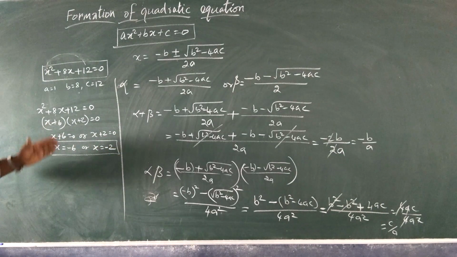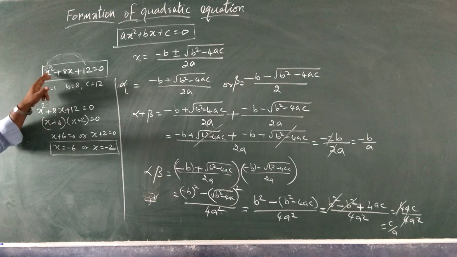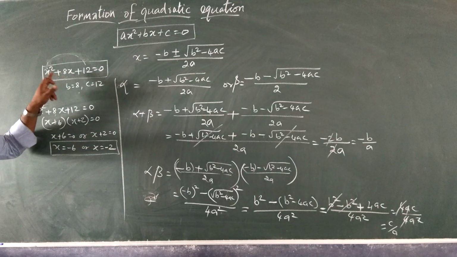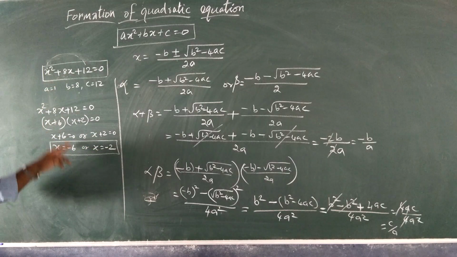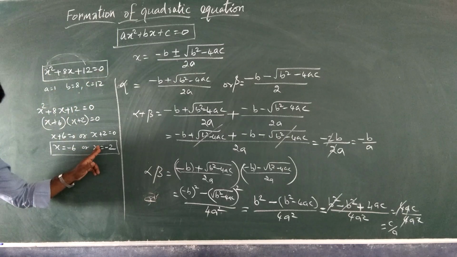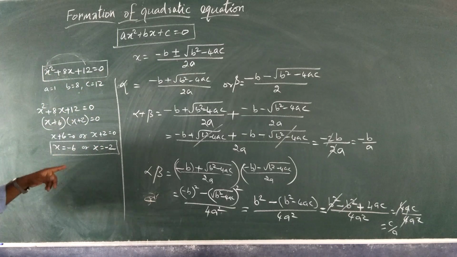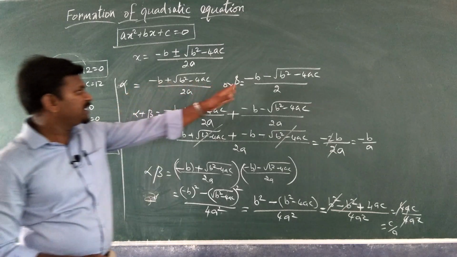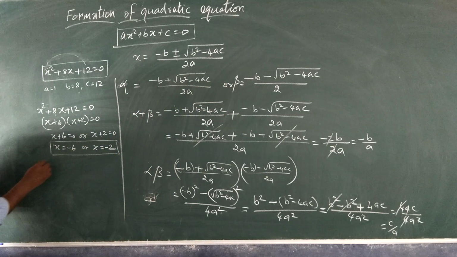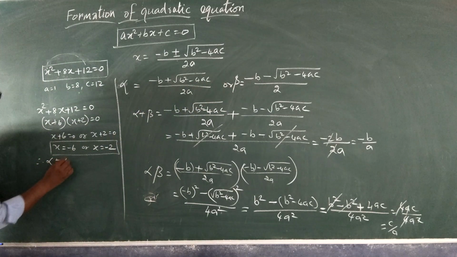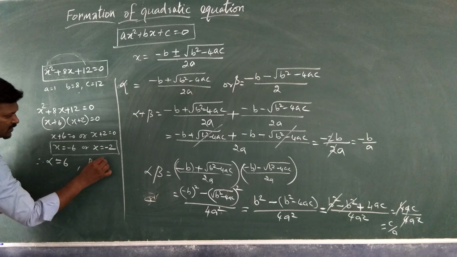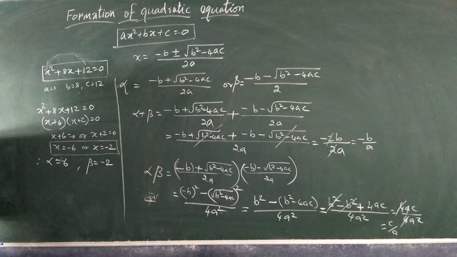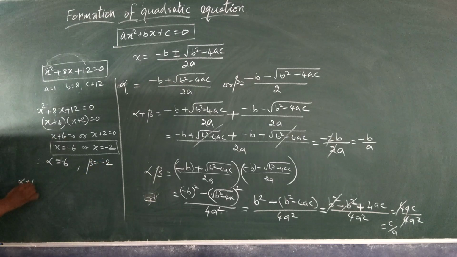So in the last video we have seen the root of the equation. These minus 6 and minus 2 are the roots of this equation. If we substitute minus 6, it will be 0. If we substitute minus 2, it will be 0. So the two roots can be taken as alpha and beta. Therefore alpha is equal to minus 6, beta is equal to minus 2. Now find alpha plus beta.